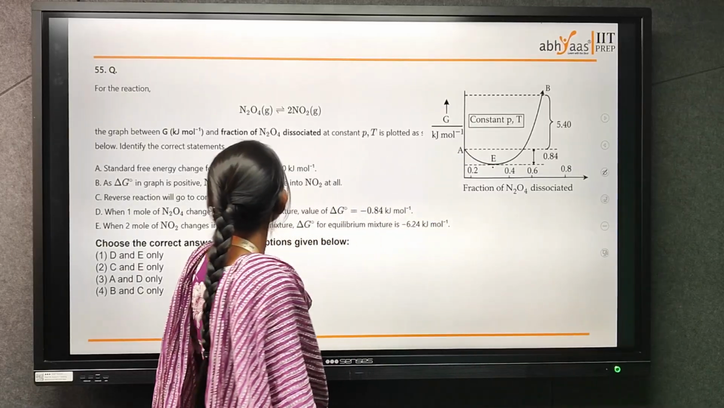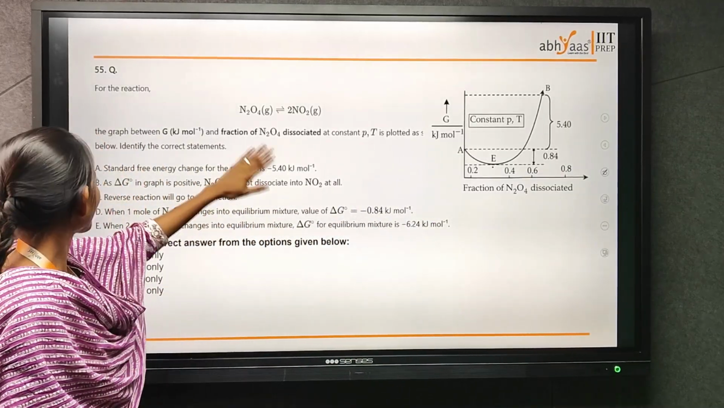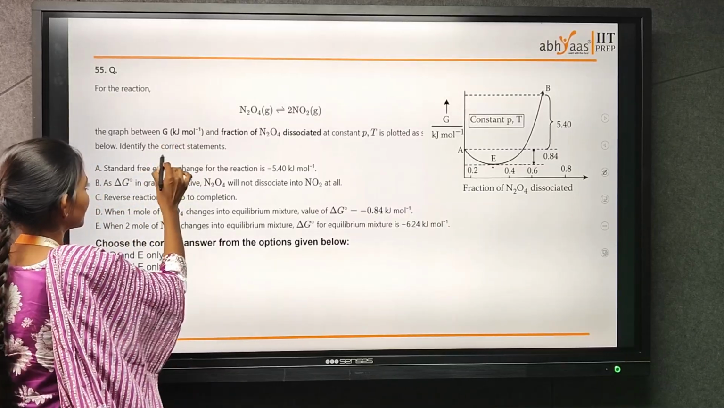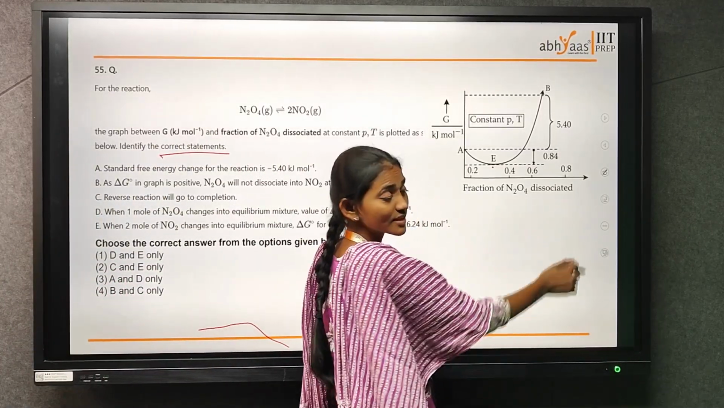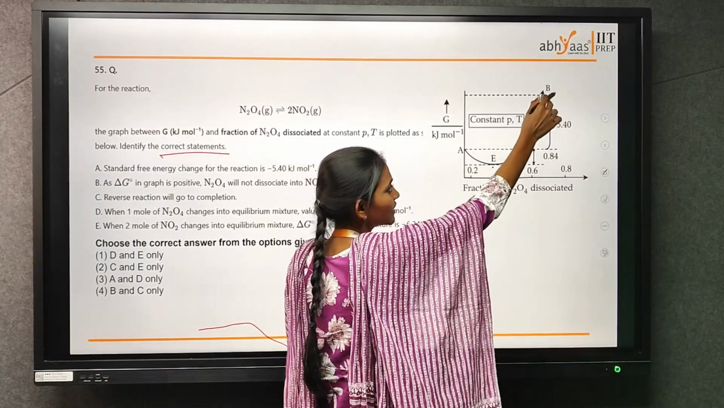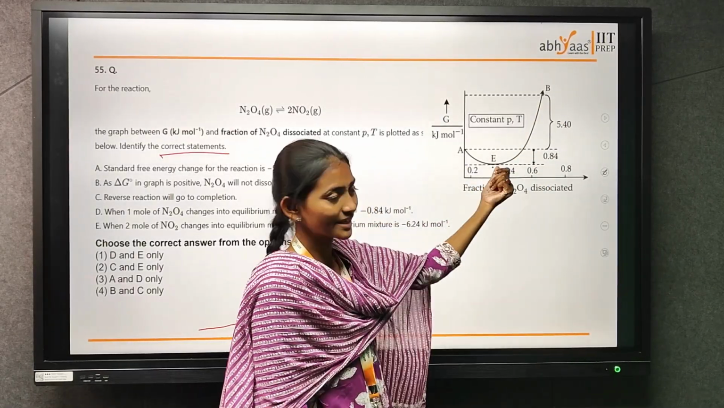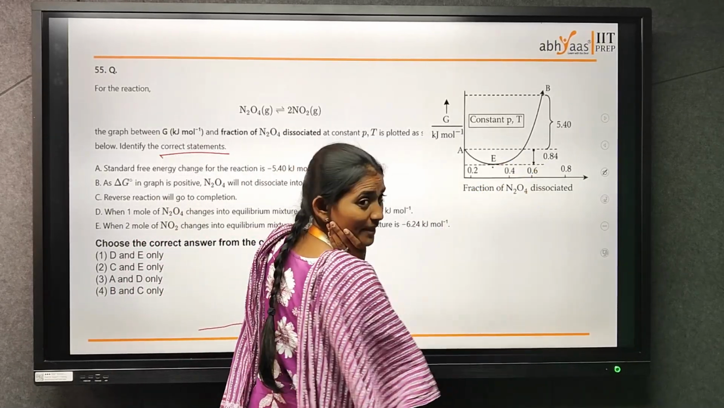Moving on to the next question. See, they have given a graph-based question. We have the reaction, and they are asking for the correct statements. From the graph, they are giving the fraction of N2O4 dissociated against a scale, from A to B. Equilibrium is at the center here itself. So the driving force is what they have represented.